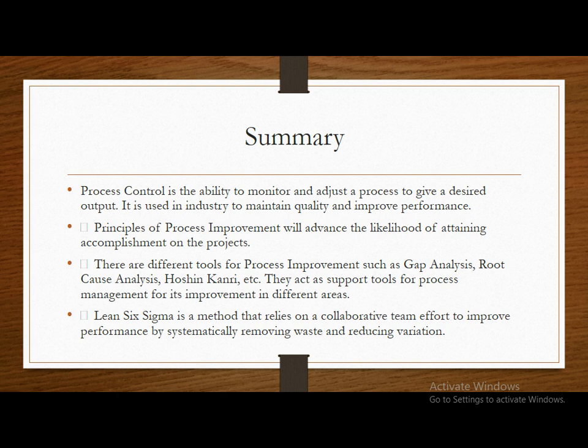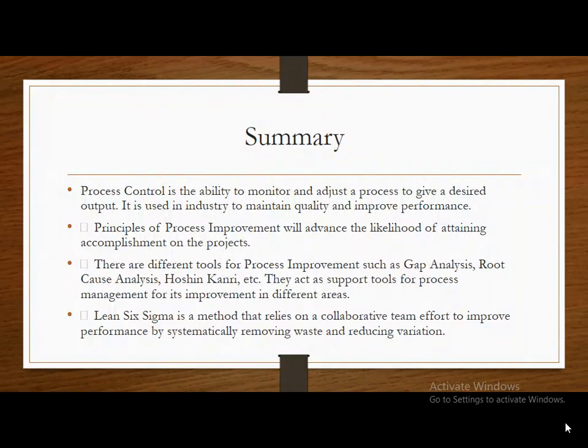Principles of process improvement will advance the likelihood of attaining accomplishment of the projects. There are different tools for process improvement such as gap analysis, root cause analysis, Hoshin Kanri, etc. They act as support tools for process management for its improvement in different areas. Lean Six Sigma is a method that relies on a collaborative team effort to improve performance while systematically removing waste and reducing variation. So with this, we will finish today's session.